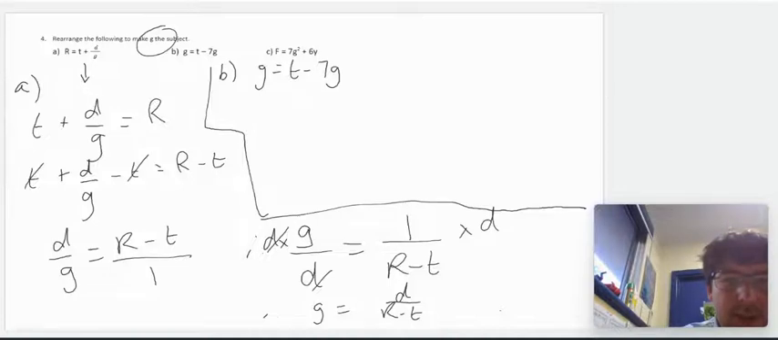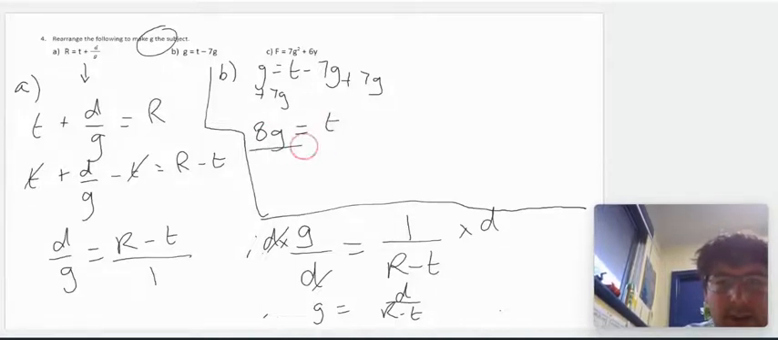Okay, let's put G on the left-hand side. Oh, we've actually got two lots of G, don't we? Sorry, I just noticed that. So what we need to do here is move all the G's to that side. So we've got 7G there, so let's add 7G to that side. So 8G is going to equal T. And then we can divide both sides by 8. G just equals T over 8.